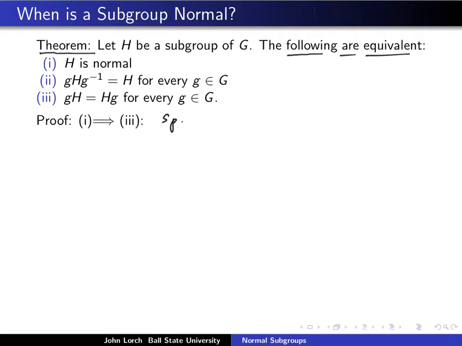So we're going to suppose that H is normal. And we want to show that the left coset gH is equal to the right coset Hg. So we're going to pick an element, say g little h, inside of this left coset. Then that element, g little h, I can rewrite as (g h g inverse) times g.